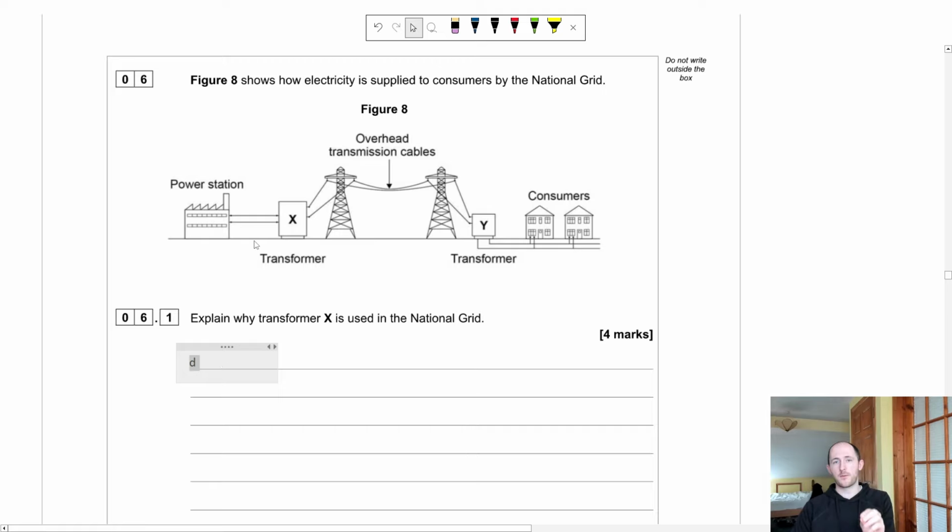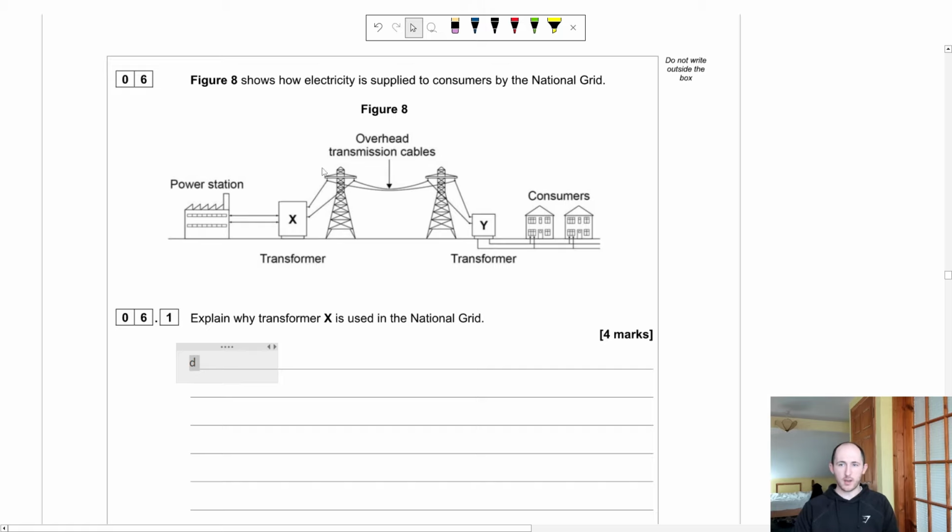So transformer X is something called a step up transformer. Transformer Y is a step down transformer. But you might not be sure as to why we need to step up or step down, or what we're stepping up or stepping down. When we step up with the transformer, we increase the potential difference and therefore decrease the current. Because don't forget, if we increase voltage, it will decrease the current because the power will be constant, P equals IV. The reason for that is when we have a current, we heat up wires, which means we waste energy.